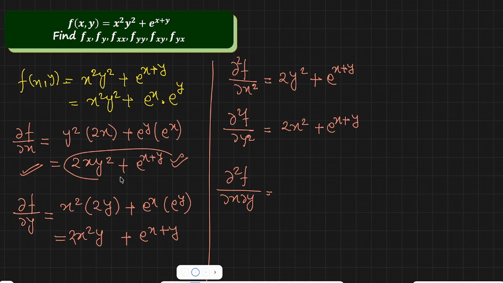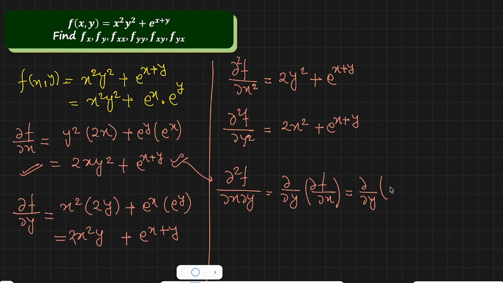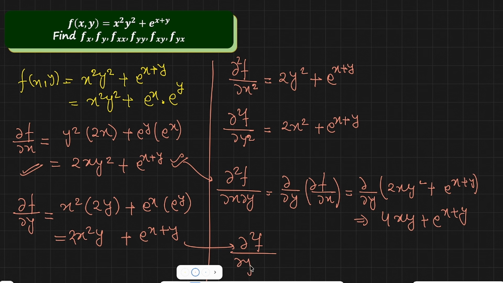If I take the partial derivative with respect to y of this, it is something like this. So the partial derivative with respect to y of the partial derivative with respect to x: this will be the partial derivative with respect to y of 2xy square plus e to the power x plus y. Then with respect to y, it will be 4xy plus e to the power x plus y.